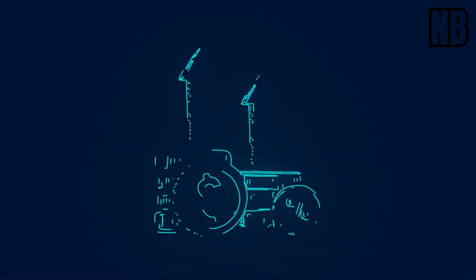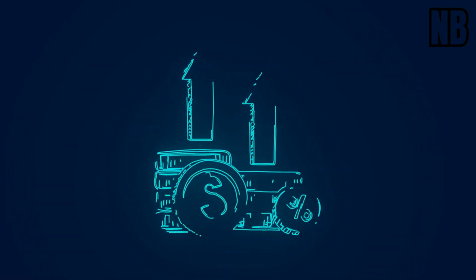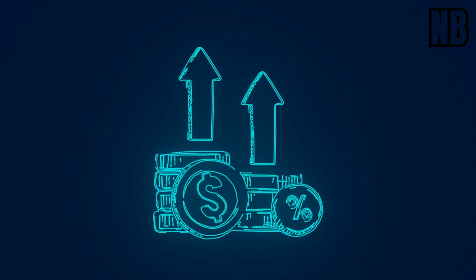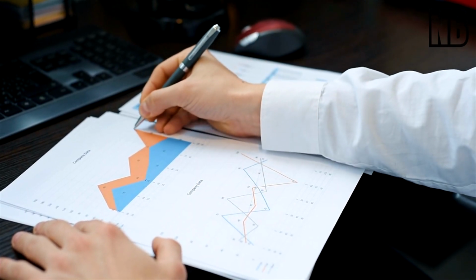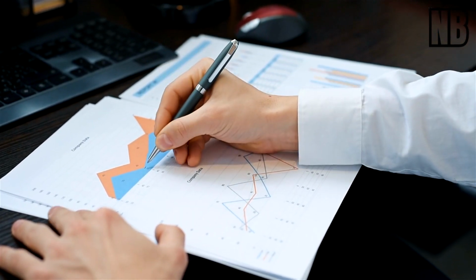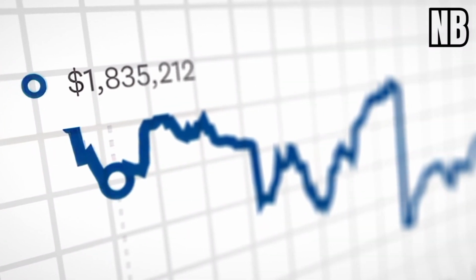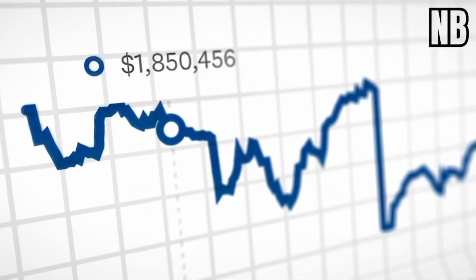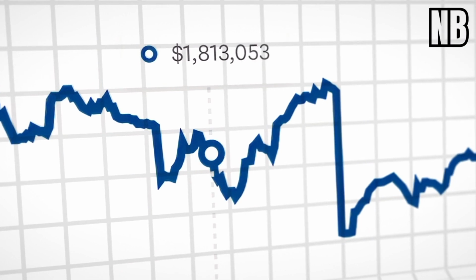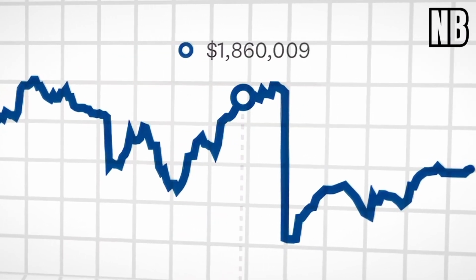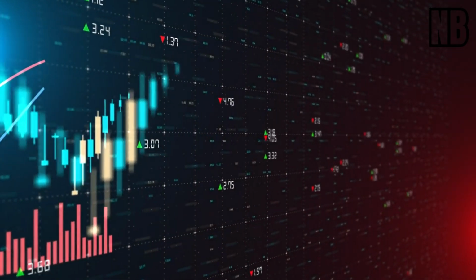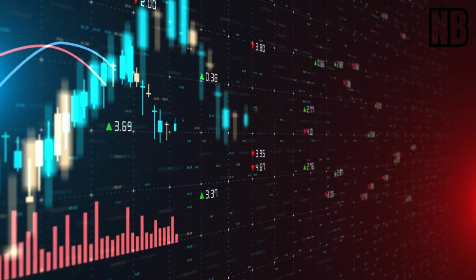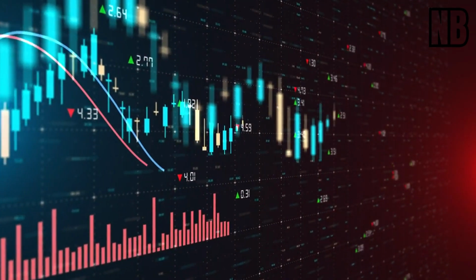Long-term investing: focus on long-term investing to ride out market volatility and take advantage of compound growth. Avoid making impulsive decisions based on short-term market fluctuations. Dollar cost averaging: invest a fixed amount of money at regular intervals, regardless of market conditions. This strategy helps reduce the impact of market volatility and lower the average cost of investments over time.